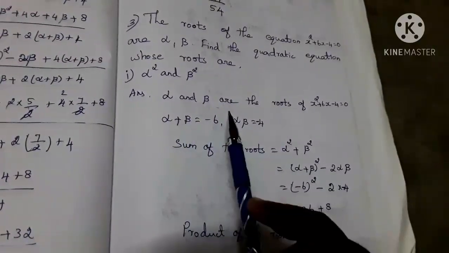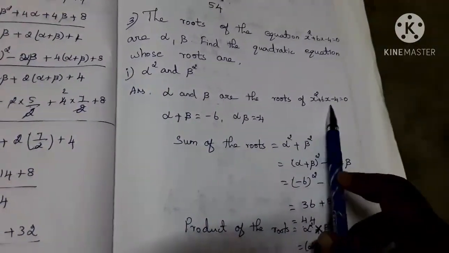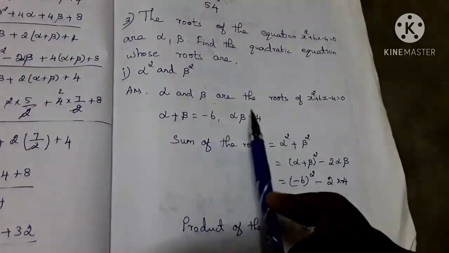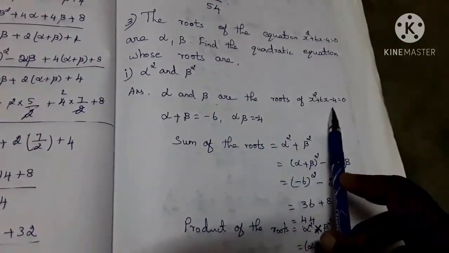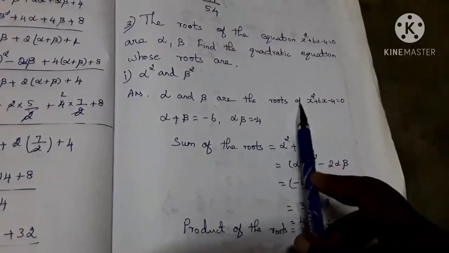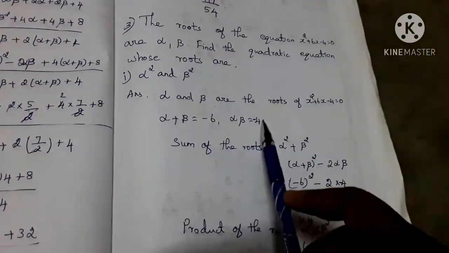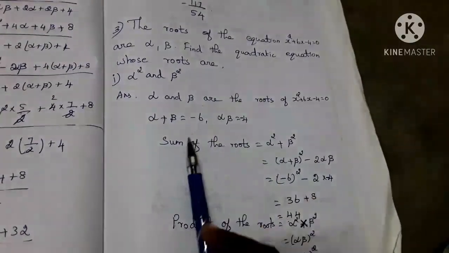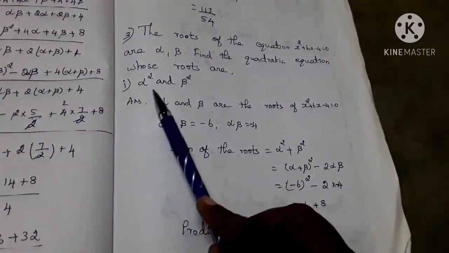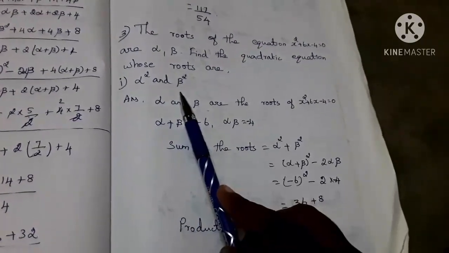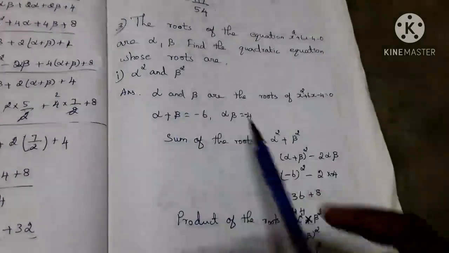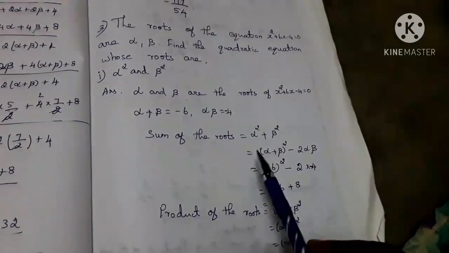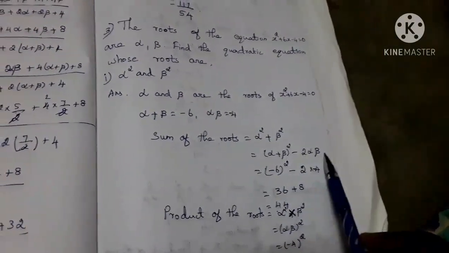See, alpha and beta are the roots means this is the equation x squared plus 6x minus 4. So alpha plus beta is minus 6, alpha beta is minus 4, because minus 6 by 1 is minus 6, and minus 4 by 1 is minus 4. Next, sum of the roots. The roots given here are alpha squared plus beta squared, so what is the sum of the roots? Alpha squared plus beta squared is alpha plus beta the whole square minus 2 alpha beta.